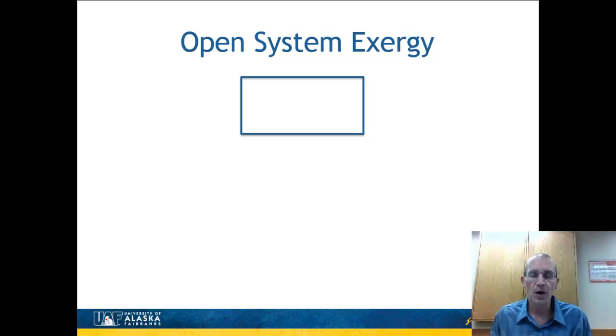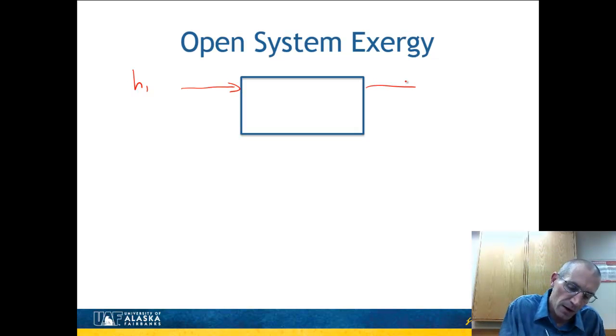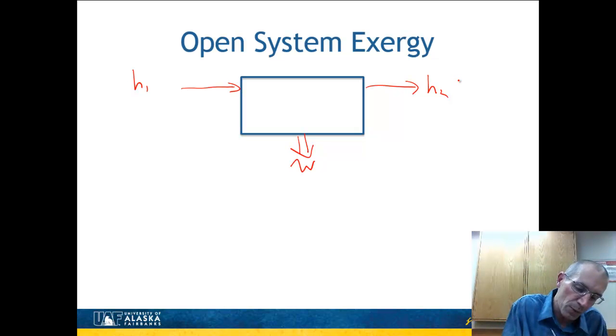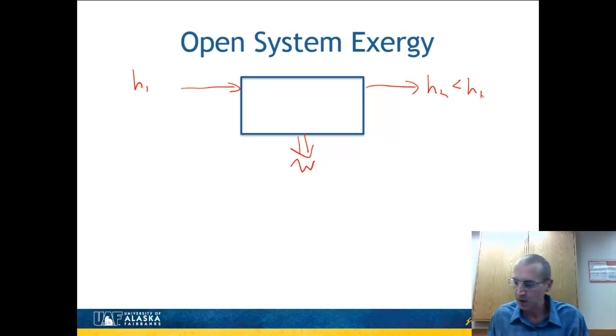So what I want to do now is come up with the equation for the exergy of an open system, and we can do this fairly straightforwardly. If I've got an open system, I have some material coming in with some enthalpy H1, and it's going to come out with some enthalpy H2. For example, let's say it's generating some work. If it was generating work, we know the enthalpy needs to go down, so H2 is less than H1, and the amount of work it's generating is going to be the difference between those two enthalpy values.